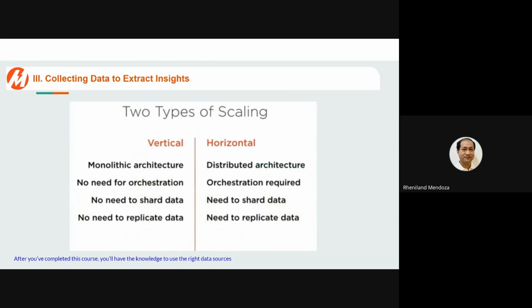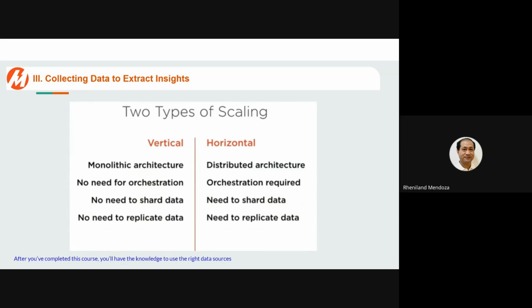Some more comparison. Vertical scaling involves the use of monolithic architecture. Horizontal scaling uses a distributed architecture where we work on a cluster of machines. Vertically scaled systems do not require orchestration. All of the data is stored on a single machine. Whereas when you work with horizontally scaled systems, you need to have orchestration software that distributes the data and the processing.